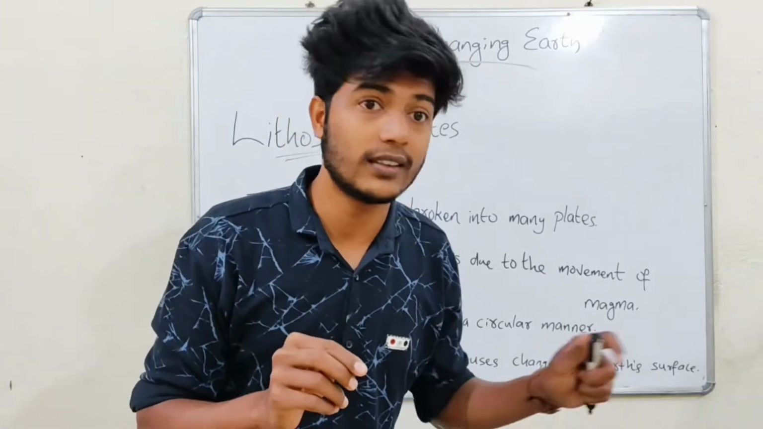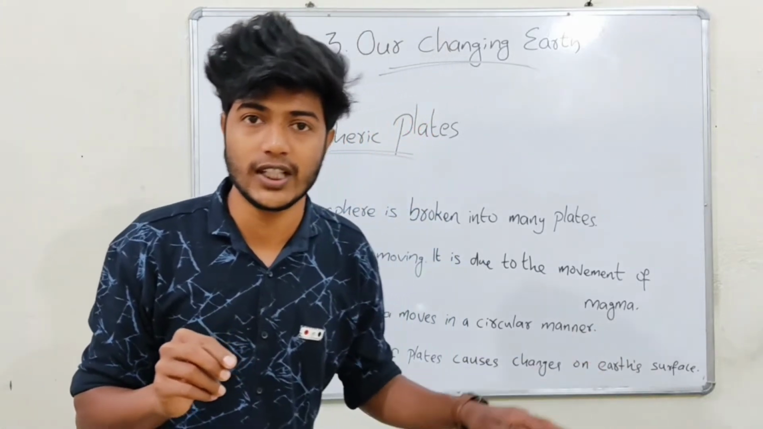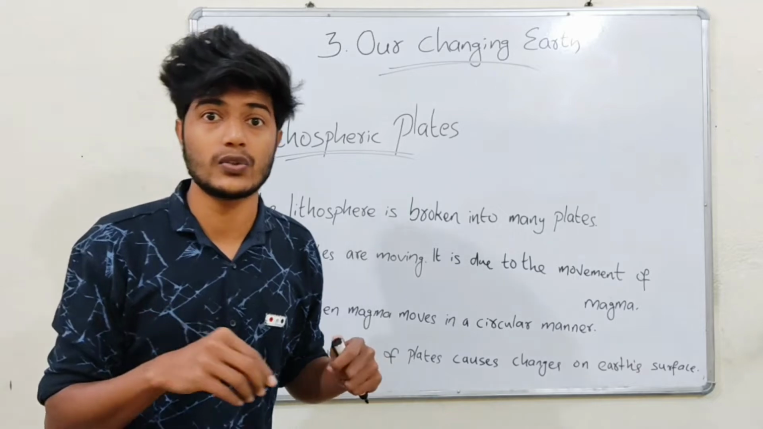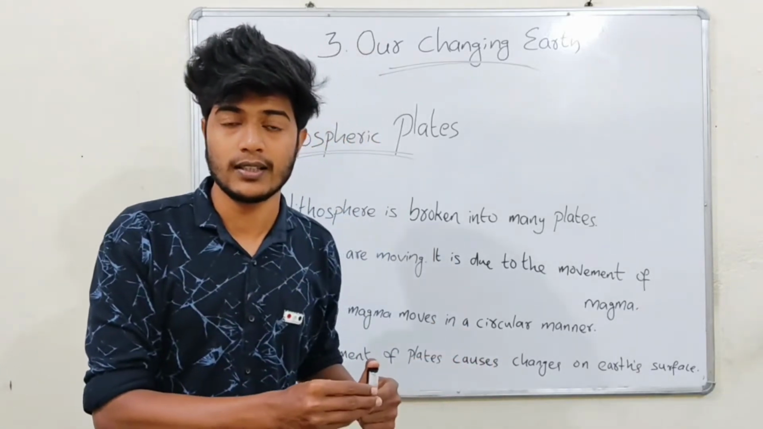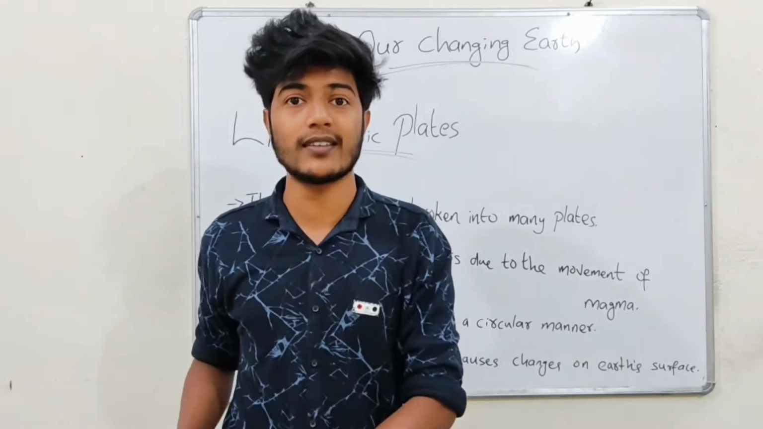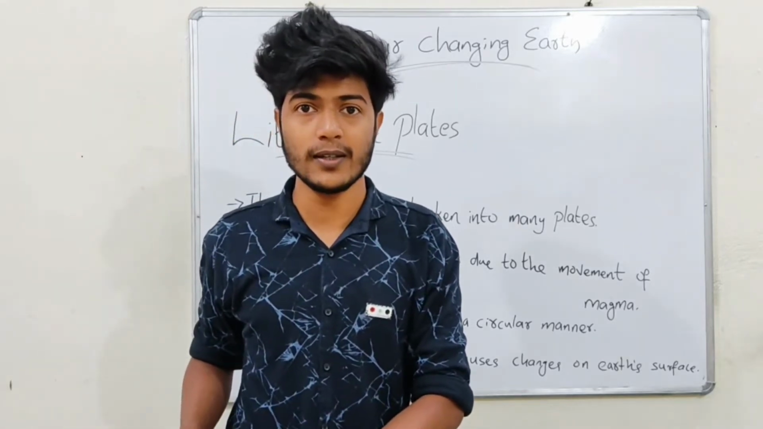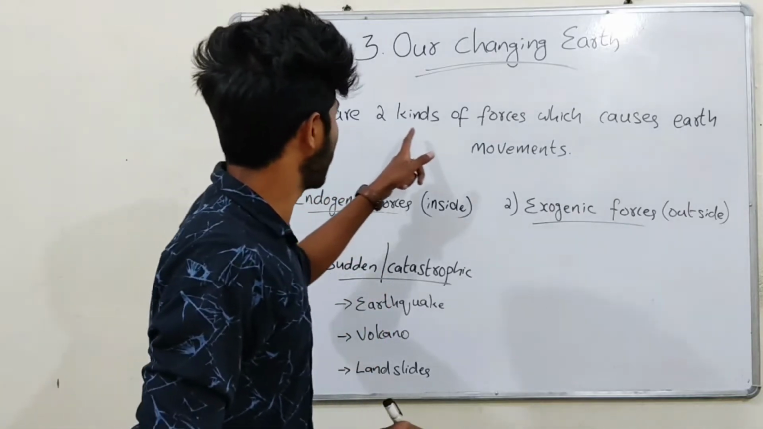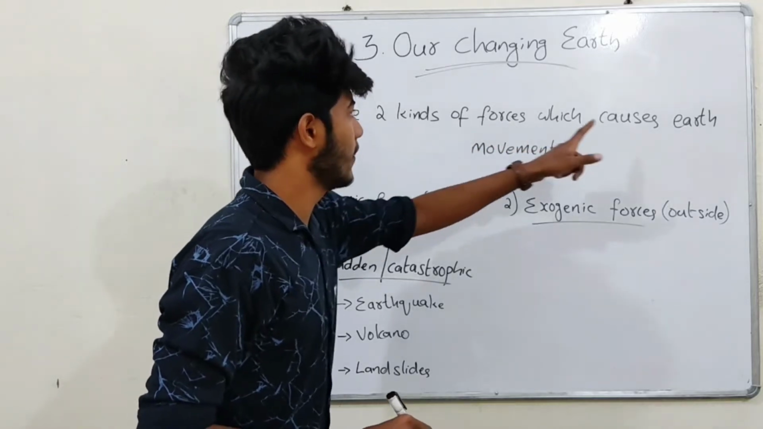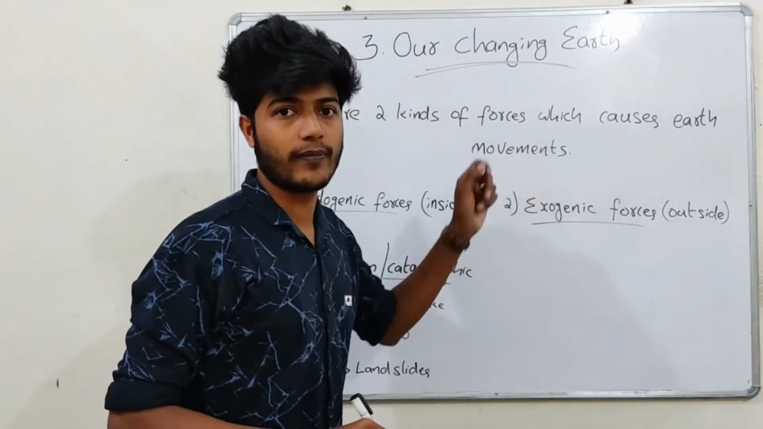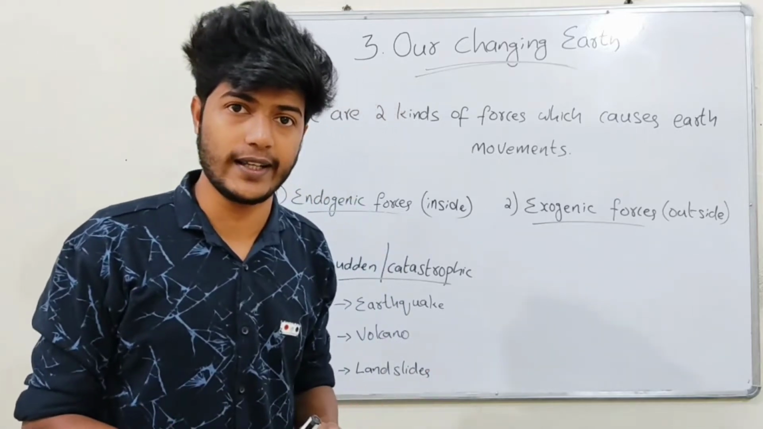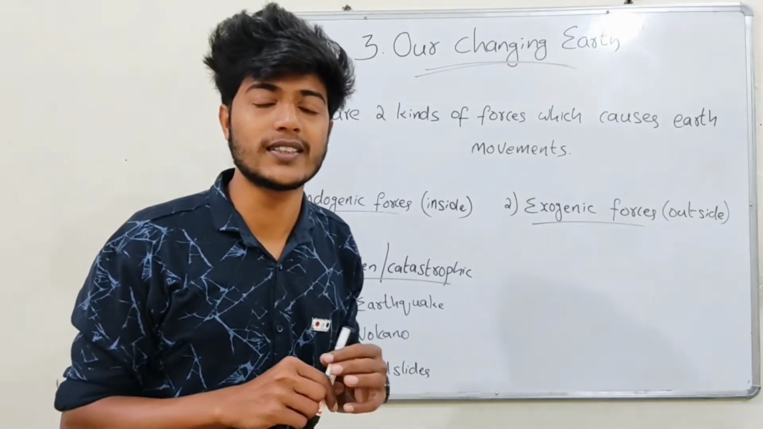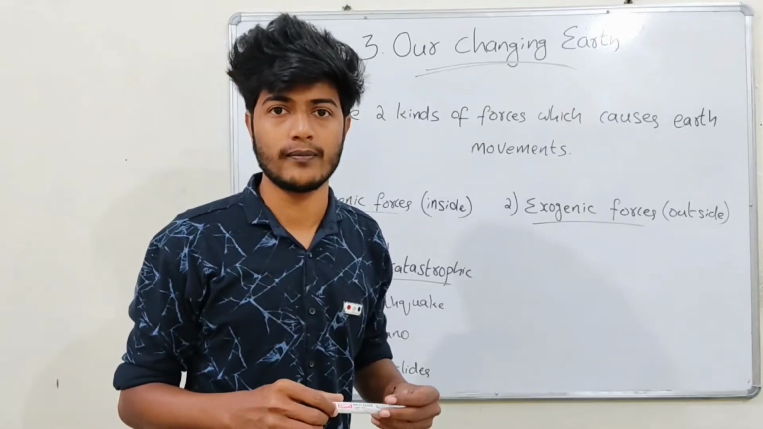That is why the title of the chapter is Our Changing Earth. The lithosphere plates are moving, and because of their movement, there are changes on the Earth's surface. Okay? There are two kinds of forces which cause Earth movements. I said there are movements inside and outside Earth. And what is the reason behind these movements?